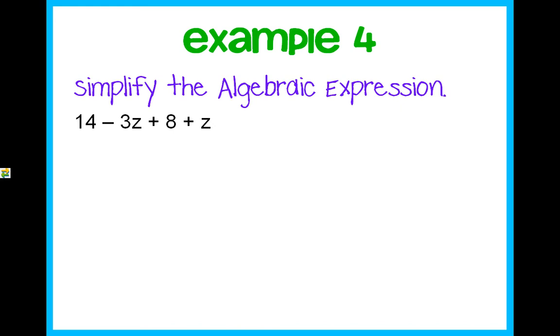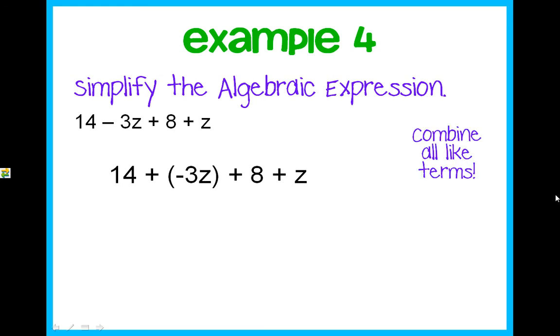Example number 4. We are going to first have to change everything to sums, so that becomes a plus a negative 3z. Now we're going to combine all of our like terms. We're going to add all of our like terms together. So let's find our like terms. Here we have our constants, 14 and 8. We'll add them together. Then we have a negative 3z and z, which are also like terms, and we add those together.